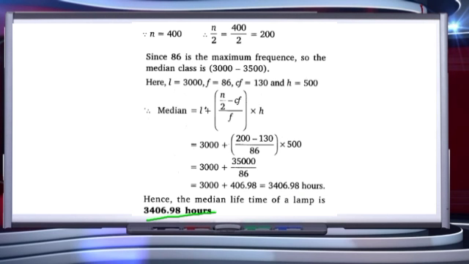So thus the median life of a lamp is 3406.98 hours. So likewise students, we always calculate the median. I hope you have understood the concept of median well. So this was the last topic of this chapter. From now onwards, we'll be starting with the revision for the same.